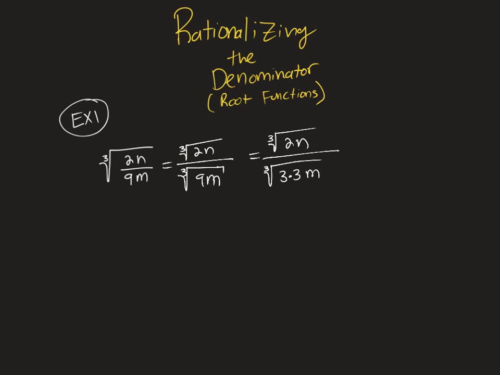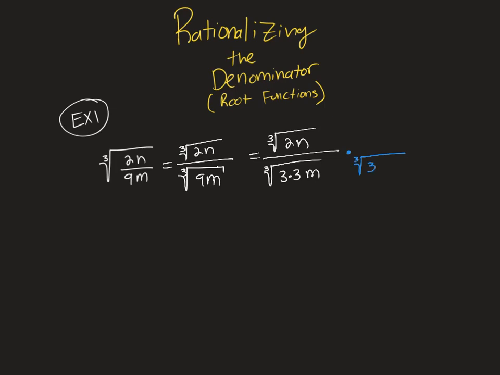Well, if I want to get rid of, quote unquote, the cube root, I need three 3's there. But I don't have three 3's there. I only have 2 of them. And I'll also need 3 m's there. But I don't have 3 m's. So I need to be clever and multiply by the things that I'm missing. So if I want another 3, I'm going to multiply by 3.